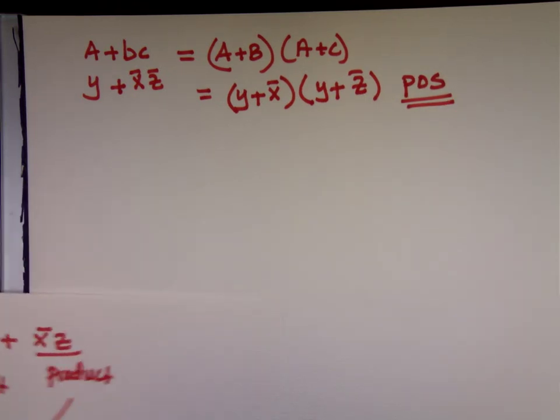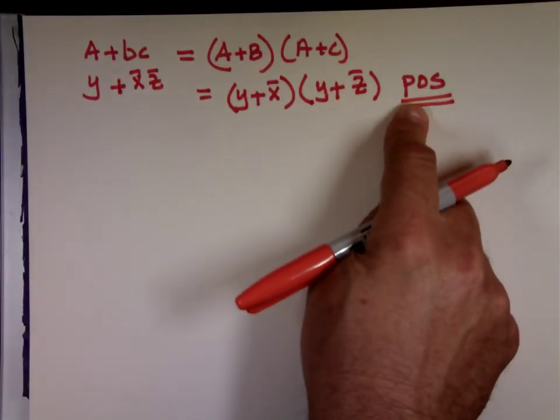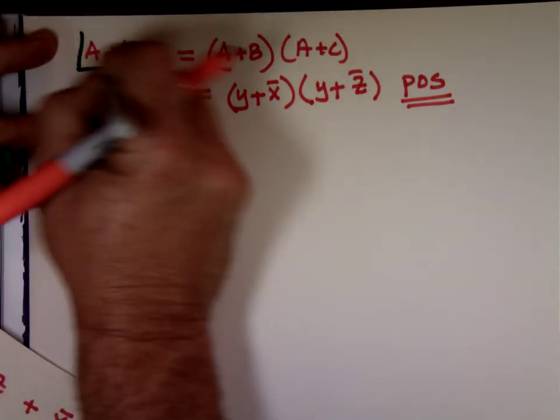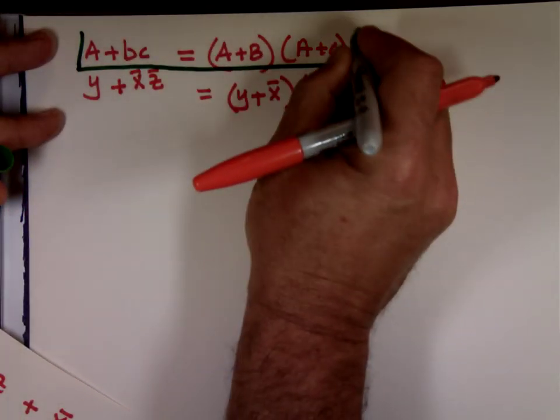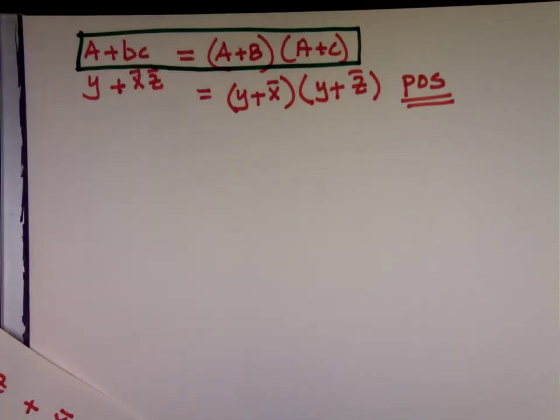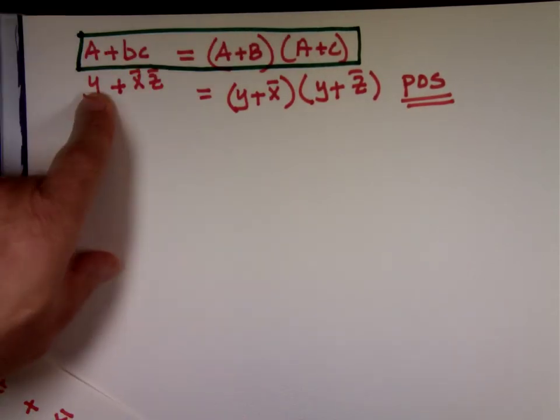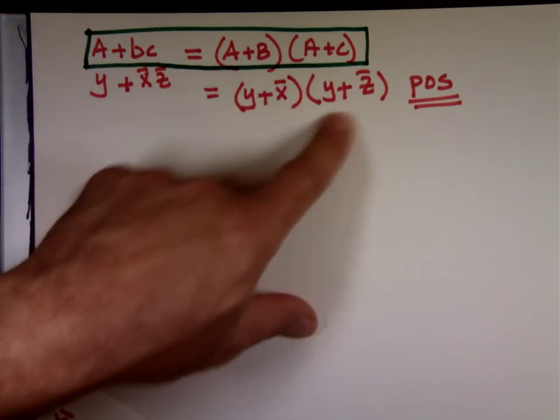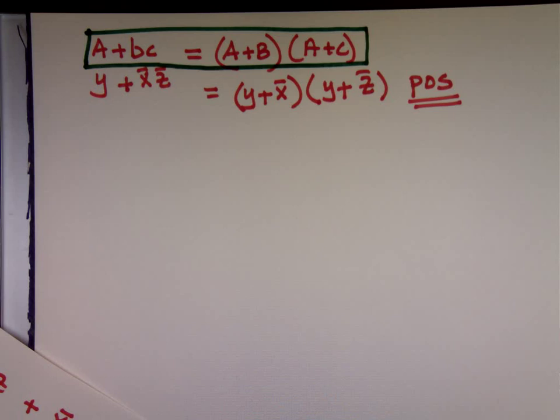So write the answer as sum of product, we got it. Write the answer as product of sum, we got it. We use this rule. I applied that rule to this answer. I go, wait a minute, if I look at this, compare them, I should be able to write it like this. And there's my answer. So that's where these rules come in handy too.